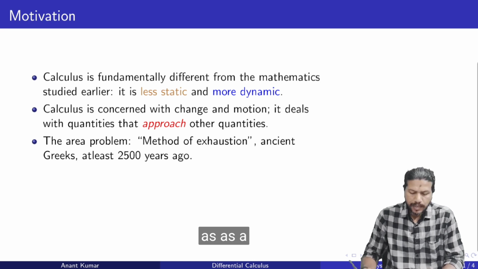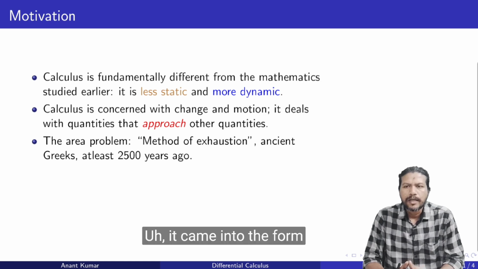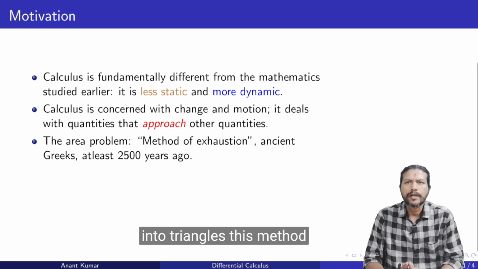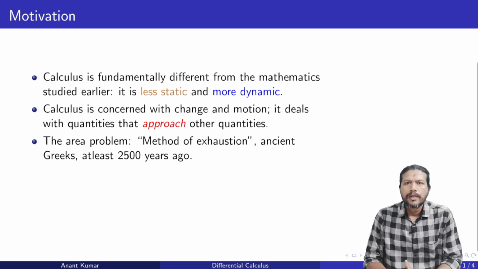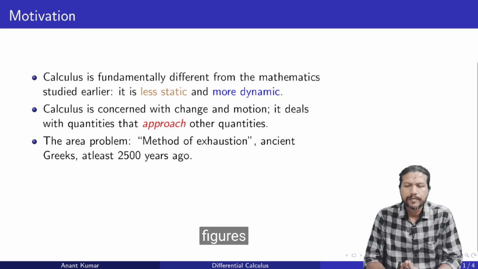From a historical perspective, calculus was known in some form to the ancient Greeks at least 2500 years ago, when they tried to calculate the area of polygons by dividing them into triangles. This method was known as the method of exhaustion. It was extremely difficult at that point in time to compute the area of curved figures.